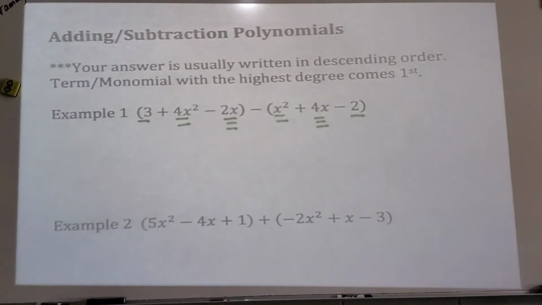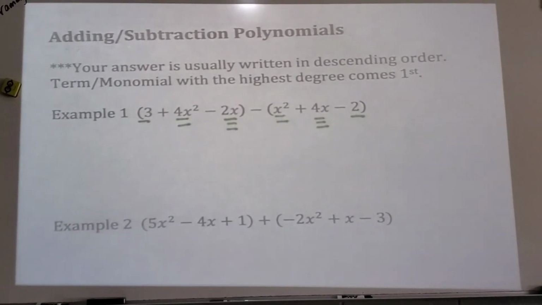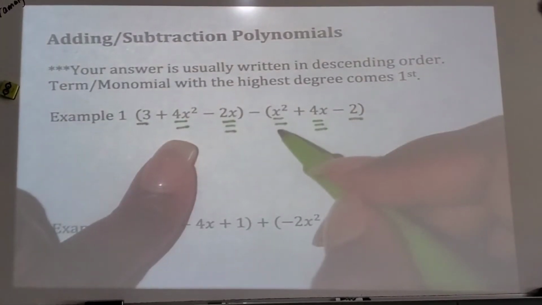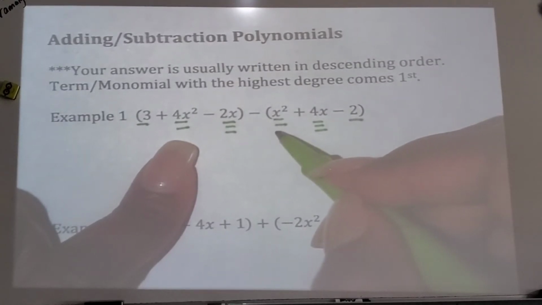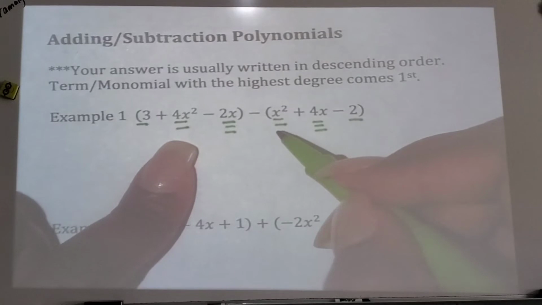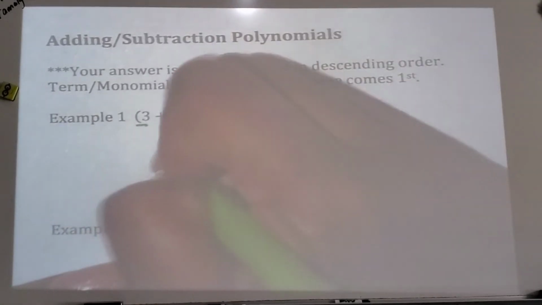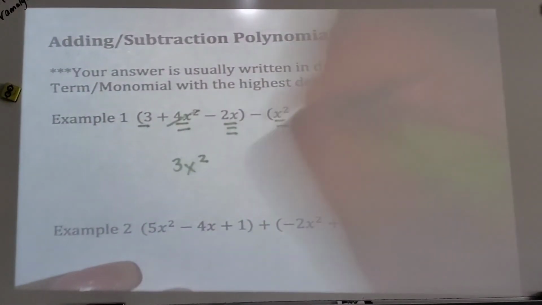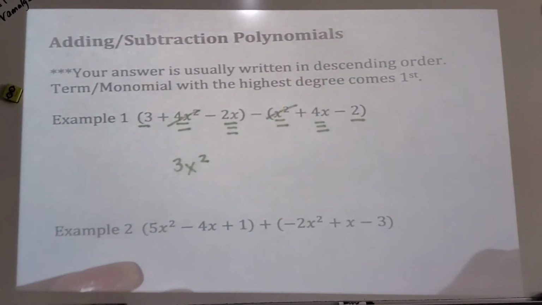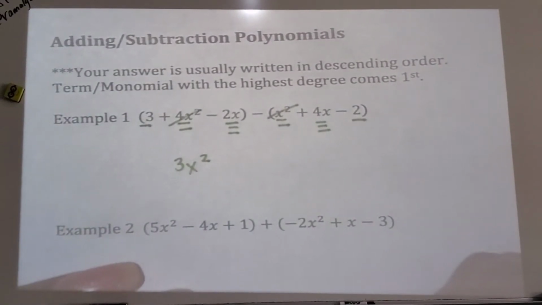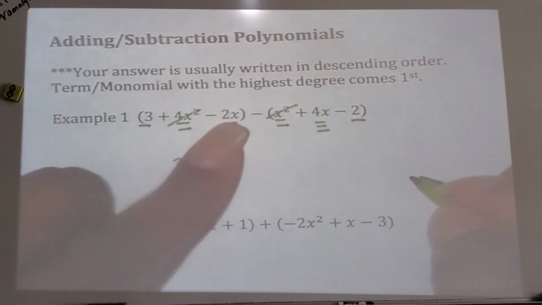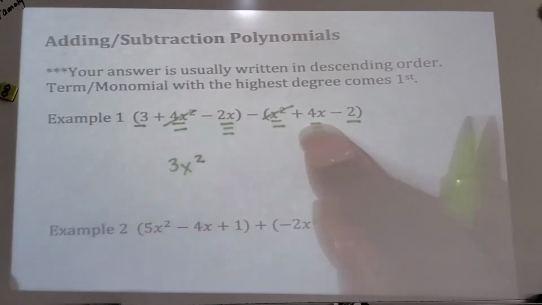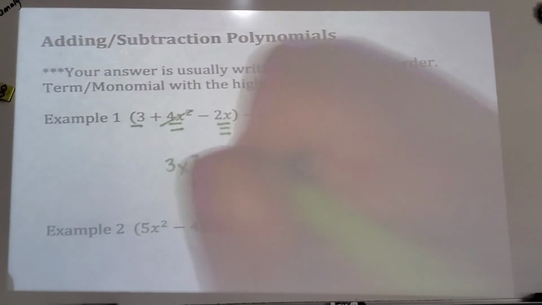Now I'm going to combine like terms, either add or subtract these. The term that comes first is going to be your 4x squared minus your x squared because it has the highest exponent. So 4x squared minus x squared is going to give you 3x squared. The next term I'm going to combine is going to be my negative 2x minus 4x. So negative 2x minus 4x is going to give me a negative 6x.